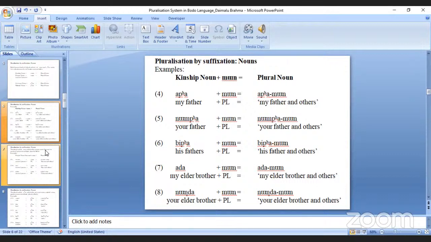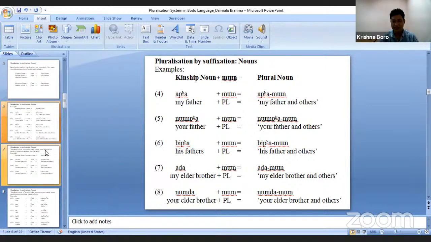Here that man is the plural marker in Bodo. In Boro Garo language, a comes for first person reference and ne for second person reference. Yes, the plural meaning here is somewhat different. Can you explain how it is different from the usual plural sense of many or more than two?